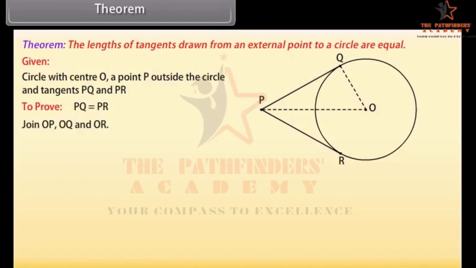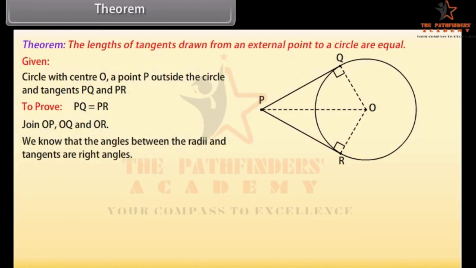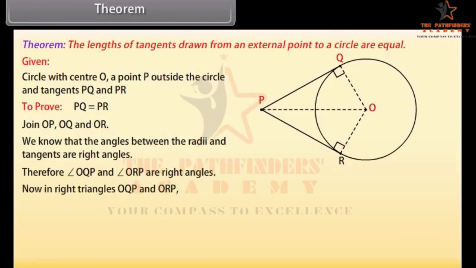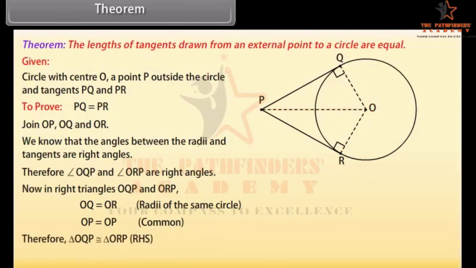Let's join OP, OQ, and OR. Now we know that the angles between the radii and tangents are right angles. Therefore, angle OQP and angle ORP are right angles. Now in right triangles OQP and ORP, OQ is equal to OR because these are the radii of the same circle. OP is equal to OP, common. Therefore, by RHS congruence rule, triangle OQP is congruent to triangle ORP. This gives PQ is equal to PR because congruent parts of a congruent triangle are always congruent.